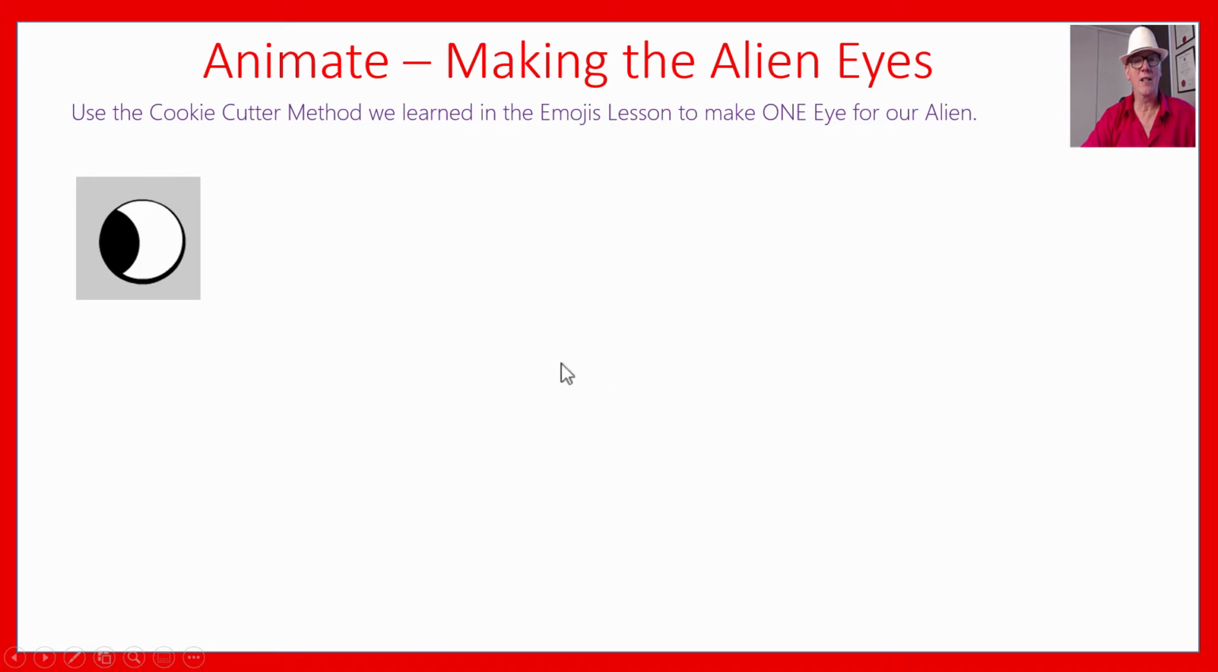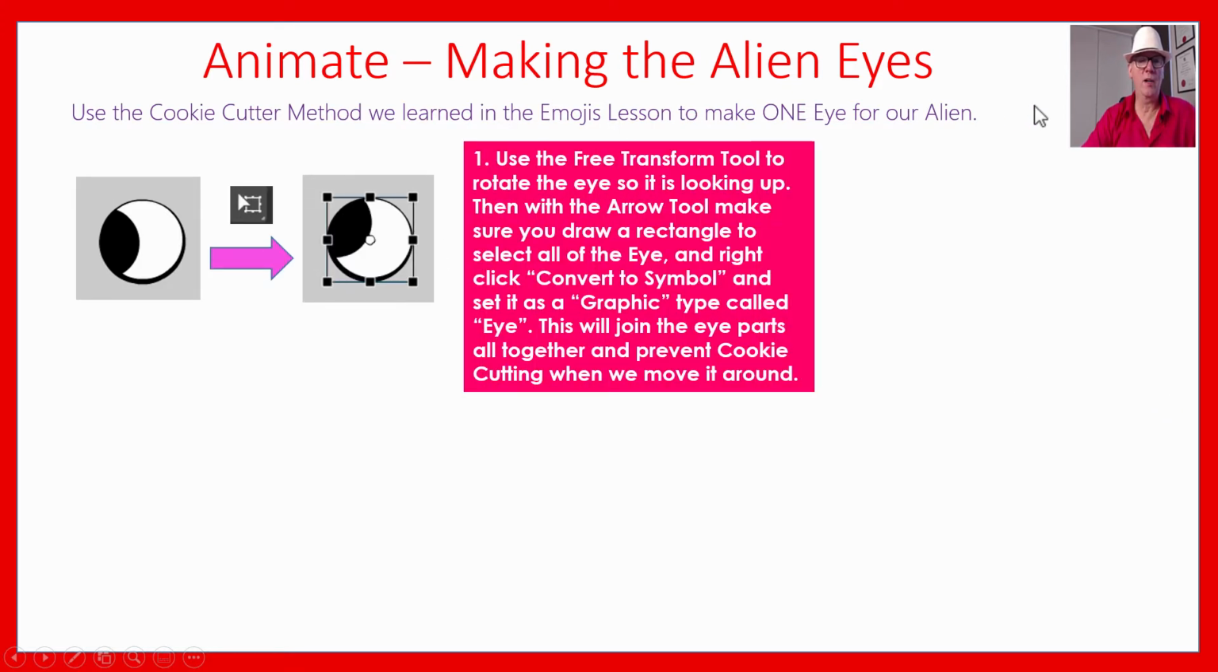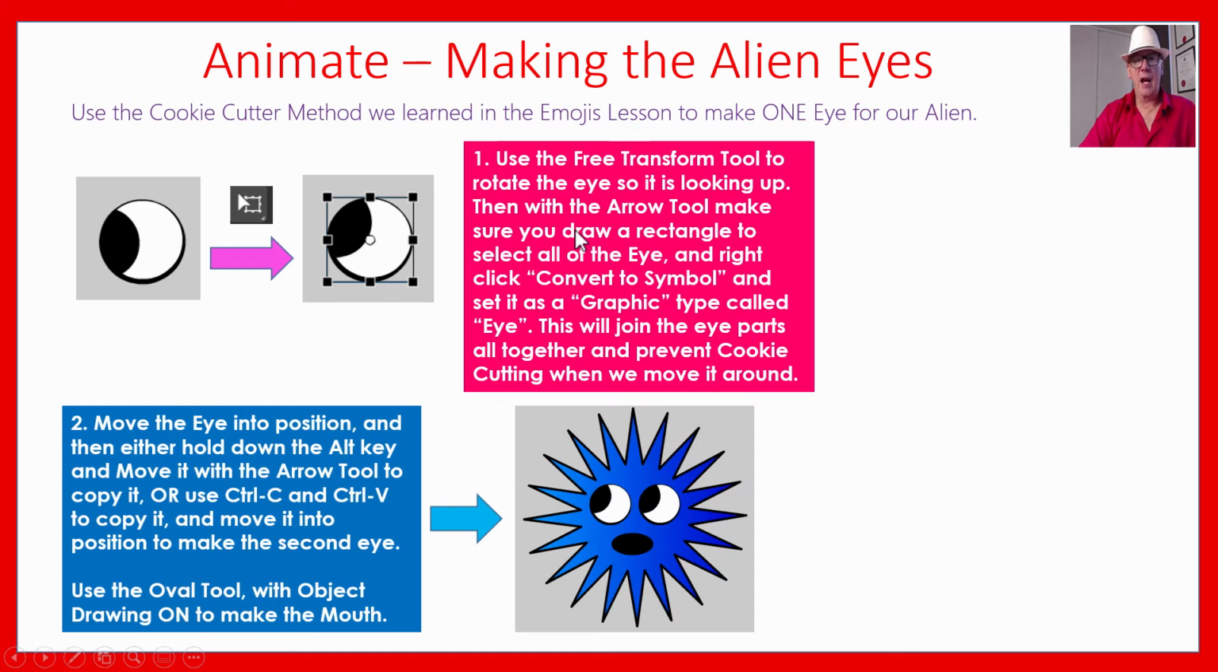Now, making the alien eyes, this was in the cookie cutter lesson, so we're assuming you've done that and you can make your eyes. We've got our eye made here. I think we'll show you how to do it in the live demo anyway, in case you've forgotten. But once it's made and joined up into one object, then you can just get on the free transform tool, and go near the sides. And we want to rotate it round so the eye's kind of looking up towards the left-hand corner of the page.